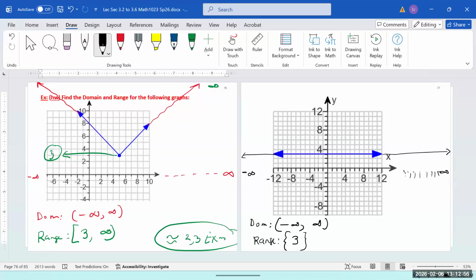And see, here there is no other y value we have in the graph. Our graph is a horizontal line. It has only one y value, y equals 3. And the equation of this graph is also y equals 3. It's a horizontal line. Any question?